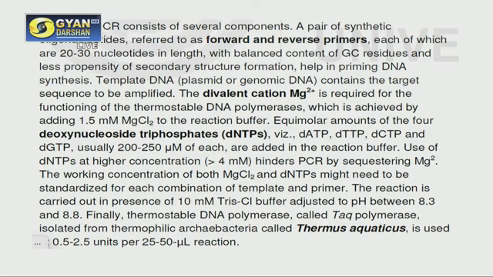The reaction is carried out in presence of 10 millimolar Tris chloride buffer adjusted to pH between 8.3 and 8.8. And as I said, the Taq polymerase enzyme is isolated from a thermophilic bacterium called Thermus aquaticus. So you have to add the Taq polymerase also at 0.5 to 2.5 units per 25 to 50 microliter reaction.